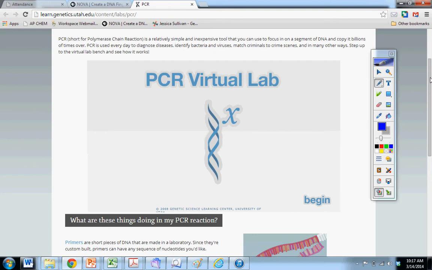What are 2 ways that we use PCR? Diagnose diseases, identify bacteria or viruses, match criminals to crime scenes, many different ways. Those are the 3 big things that we use PCR for. All right, it'll get a little easier after that.